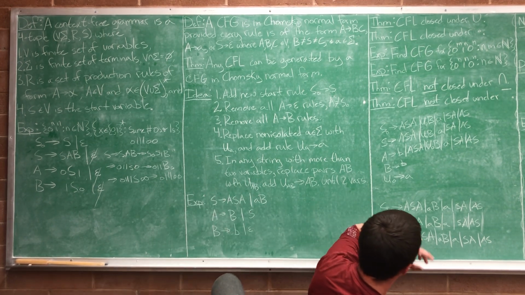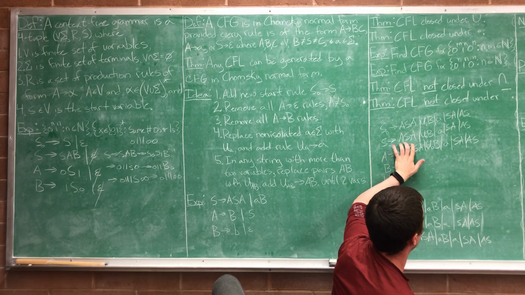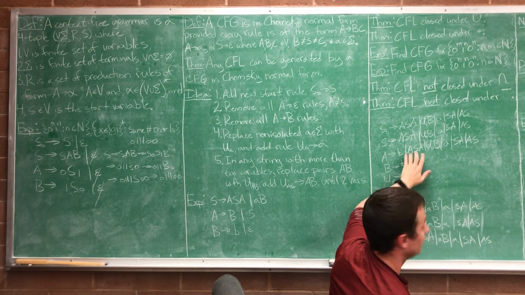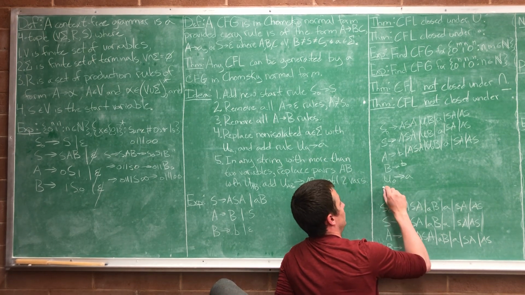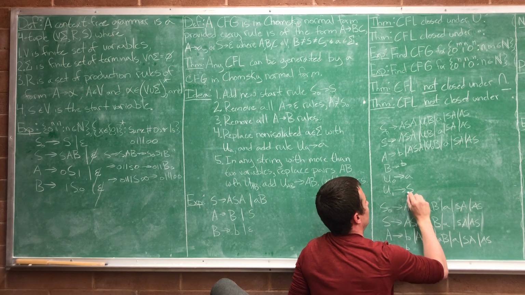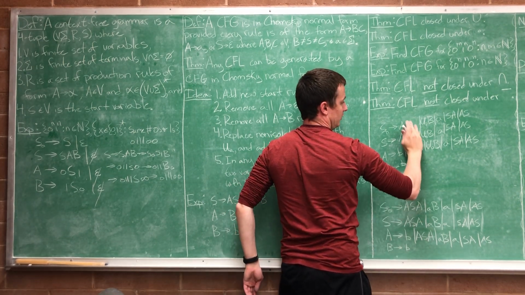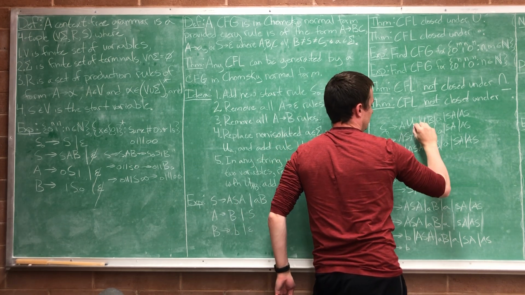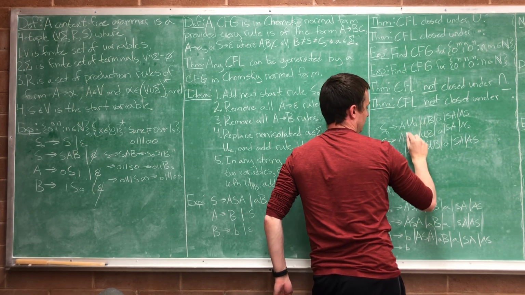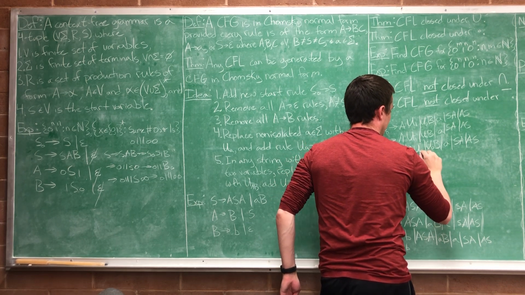So in this case, we have a string of 3 variables here, and a string of 3 variables here, and here. So I'm going to create a new variable, I'll call this one u sub 1, and I'm going to have it go to SA, and now I can replace the SA here with the u sub 1, I can replace the SA here with the u sub 1, and I can replace the SA here with the u sub 1.